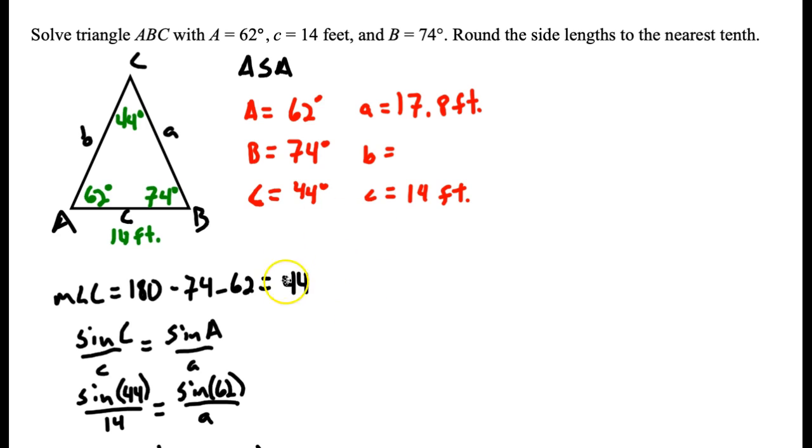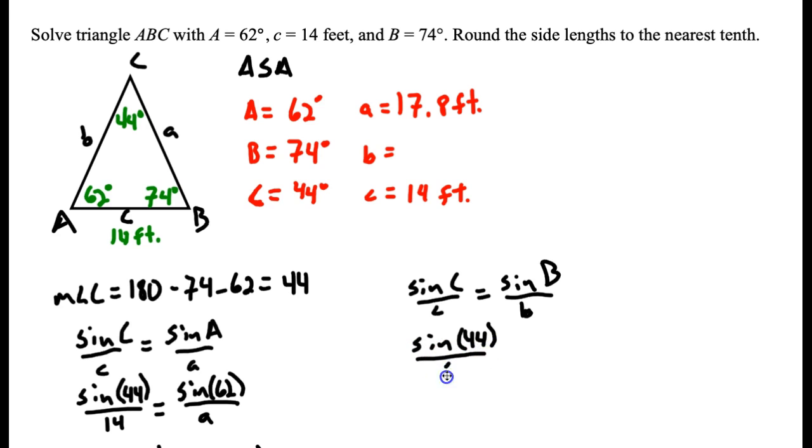And now we just want to set up something similar for B. Okay, I can use this same first part over here, so I can say sine of C over side C equals sine of B over side B. Then we've got sine of 44 over 14 equals sine of 74 over B. And then we're going to solve the same way we did over here. So we'll multiply the B over.